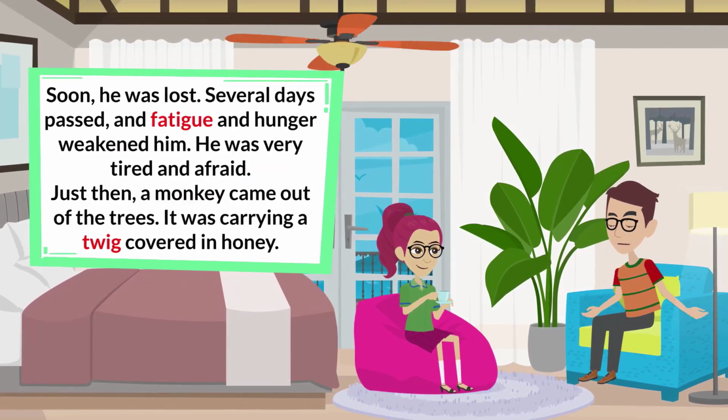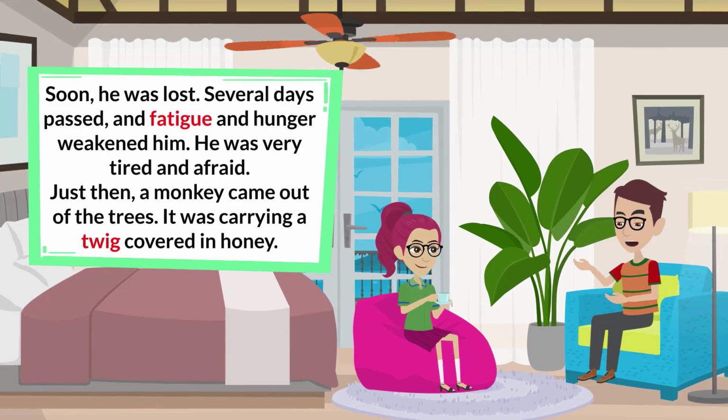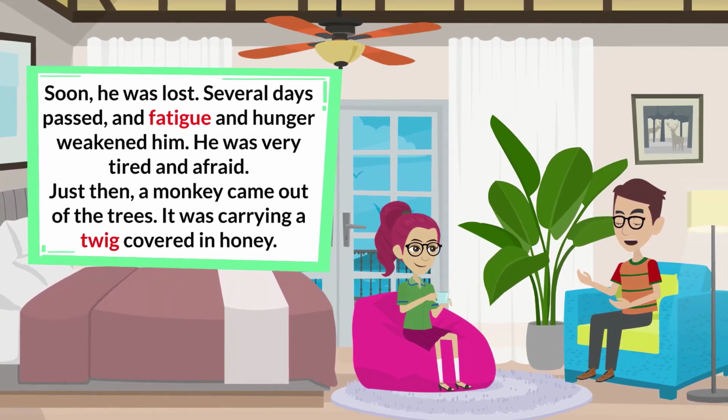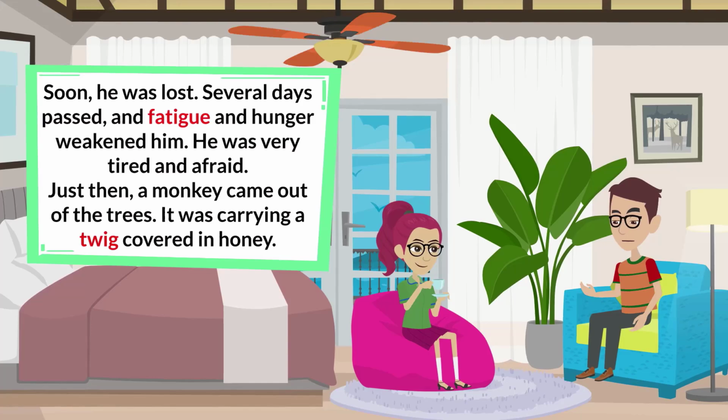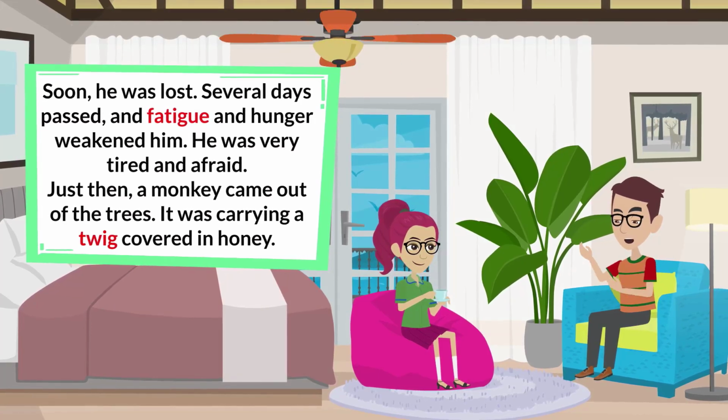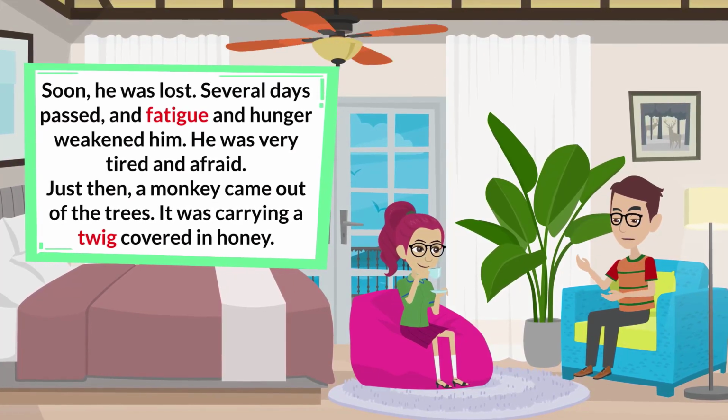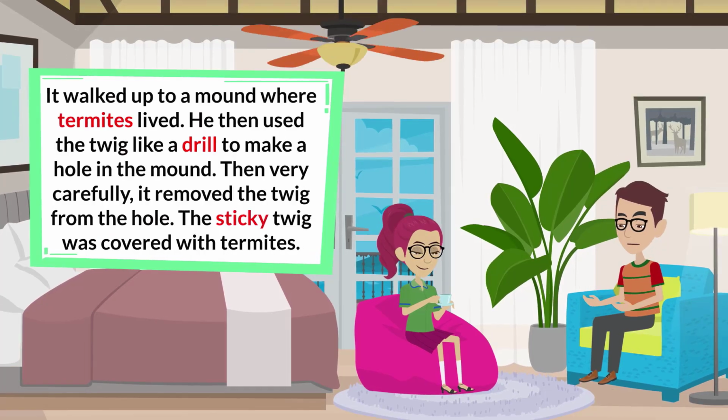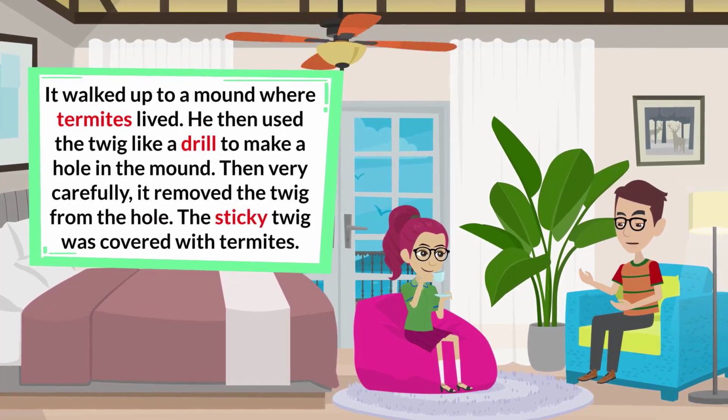Soon he was lost. Several days passed, and fatigue and hunger weakened him. He was very tired and afraid. Just then, a monkey came out of the trees. It was carrying a twig covered in honey. It walked up to a mound where termites lived.